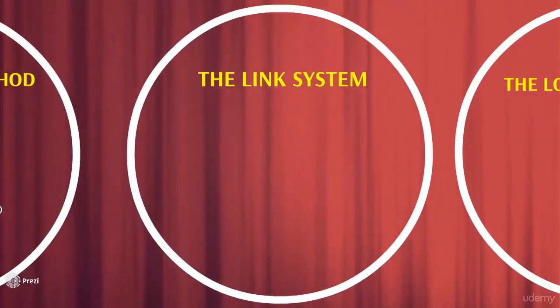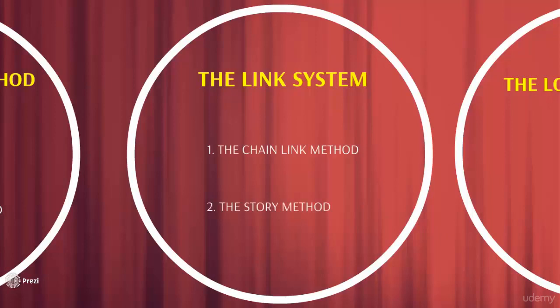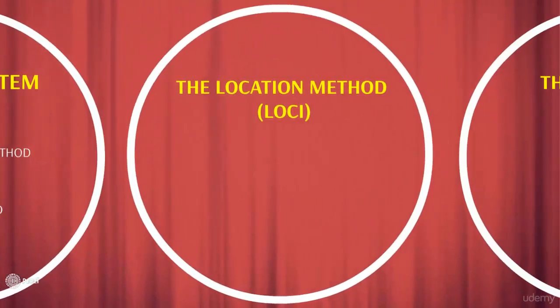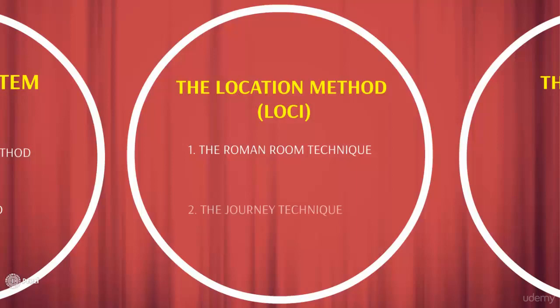Then, we move to the link system, where you can learn the chain link method and the story method. The following system is the location method, where you will learn the Roman room technique and the journey technique.